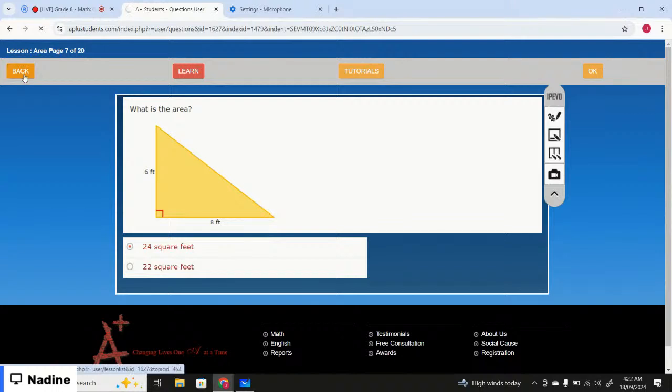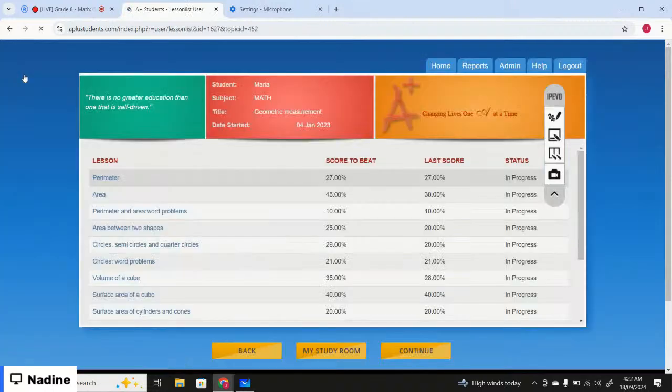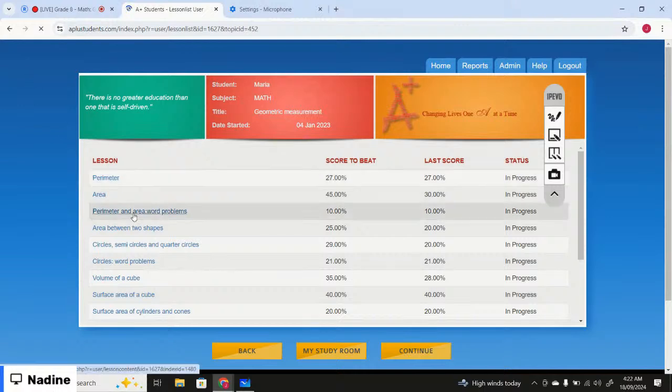Okay, you can complete the lesson by yourself later today. Let me just move on to the next lesson. The next lesson is perimeter and area word problems.